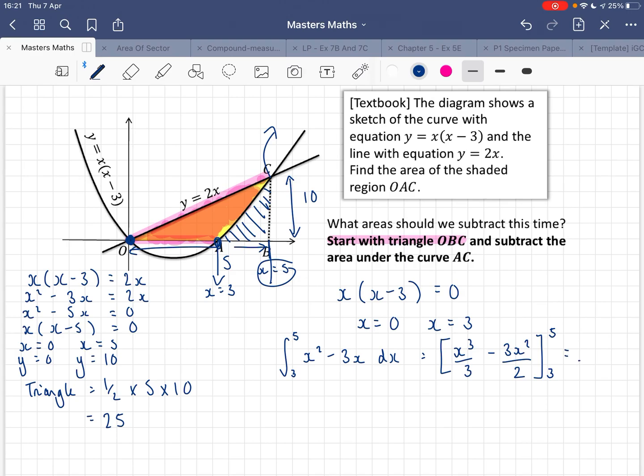I'm not going to go all the way through it, but you would do some more working out here. You would substitute in 5, you would substitute in 3, and then you would subtract those two values, and you end up with an answer of 26 over 3. To finish off, to find the shaded area, we need to do the triangle, subtract the area under the curve, which gives us 49 over 3. Best to leave that one as a fraction. If you put it as a decimal, it's a recurrent decimal. So best to just leave it as an exact value as a fraction.